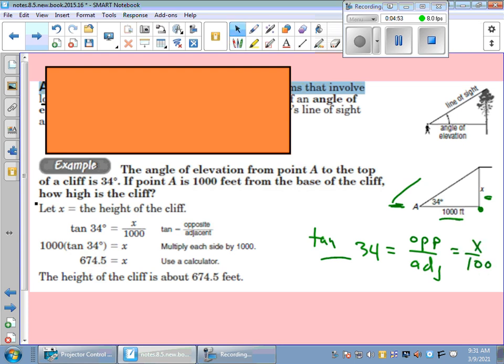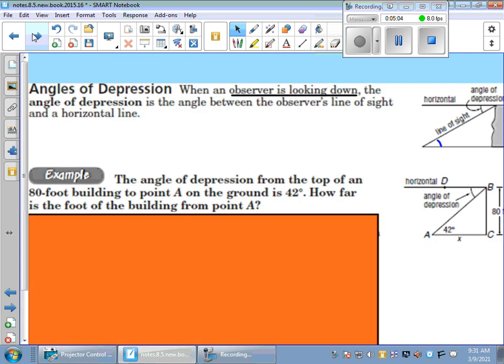So I'm going to go 1,000 times the tangent of 34 and output an answer of about 680.74.5 feet. All right, next one.